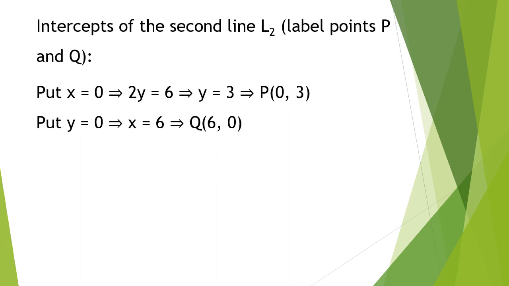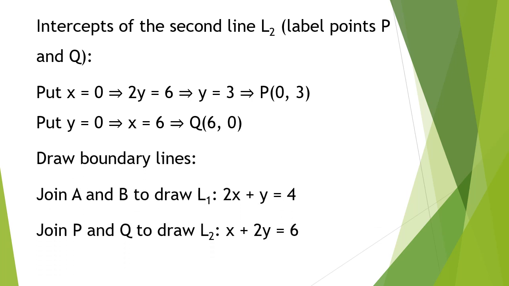Now students, we have to find the intercepts of the second line L2. We have to label the points P and Q. Now put x equals 0 in the second equation and we get y equals 3, and put y equals 0 to get the value of x equals 6. Now we have the intercept points for both of the lines L1 and L2.